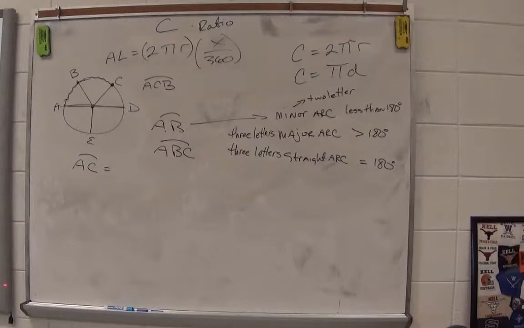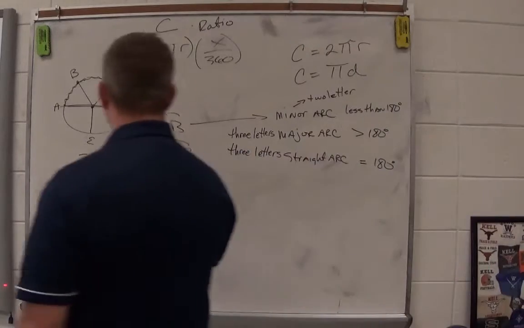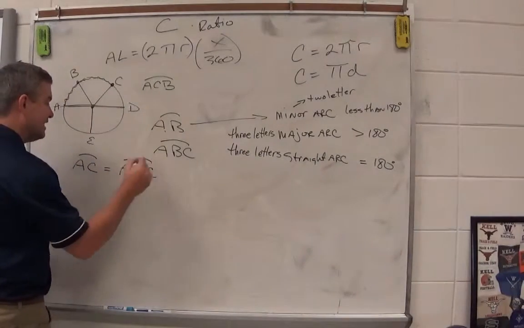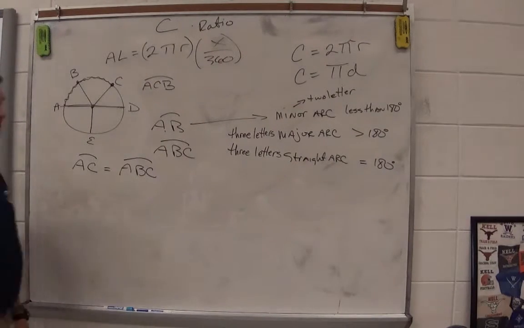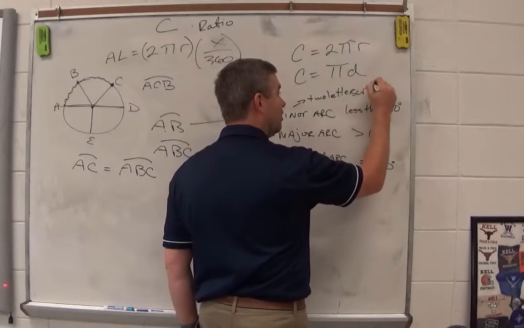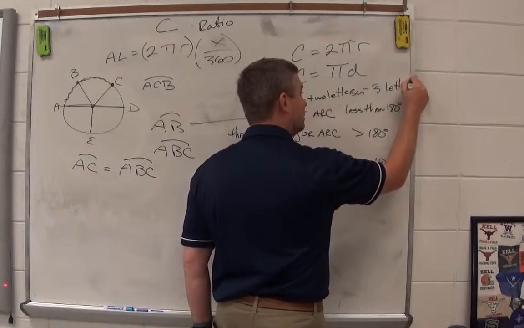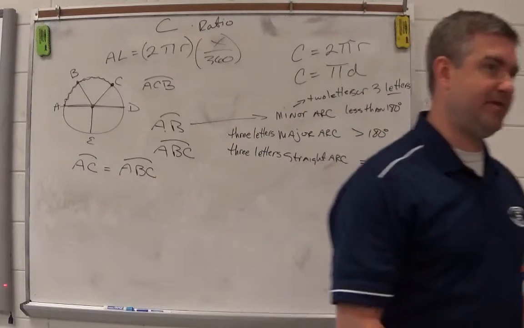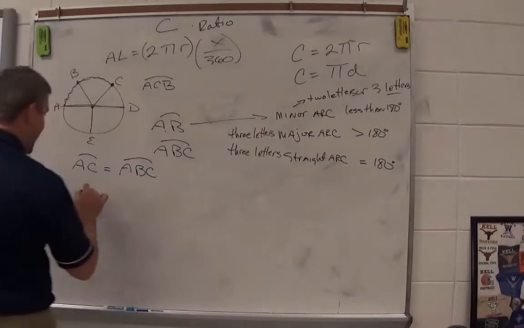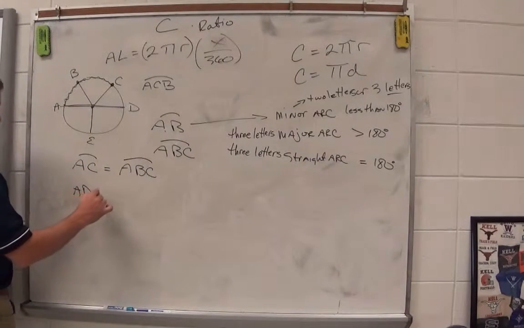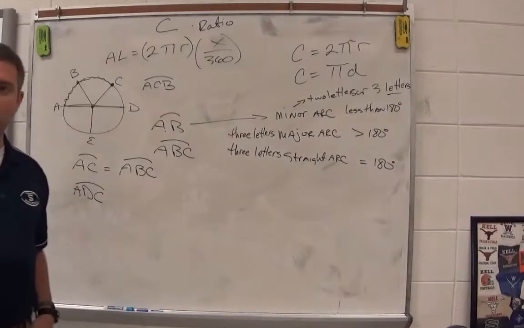Great question. Yes, ma'am. So if it's ABC, does that count as a minor or a major arc? If it's 2 letters, they are exactly the same thing. So would it be minor and major minor? Minor. So minor arcs can be 2 letters or 3 letters. Most of the time they're 2 letters, but it can be 3 letters. Okay? Can a major arc be 2 letters? No, it cannot.